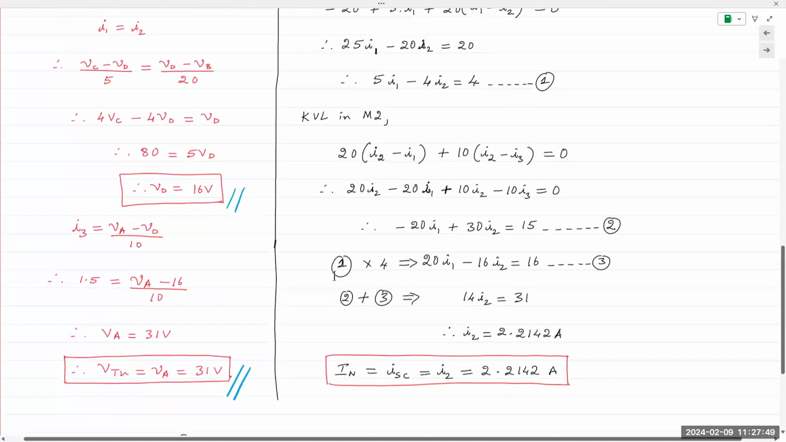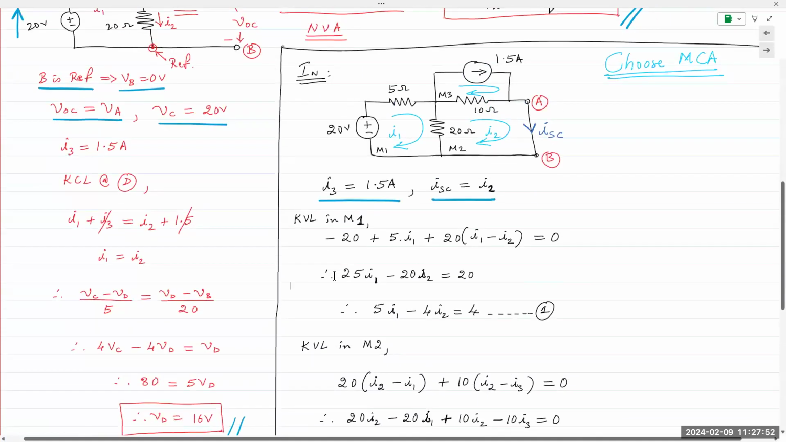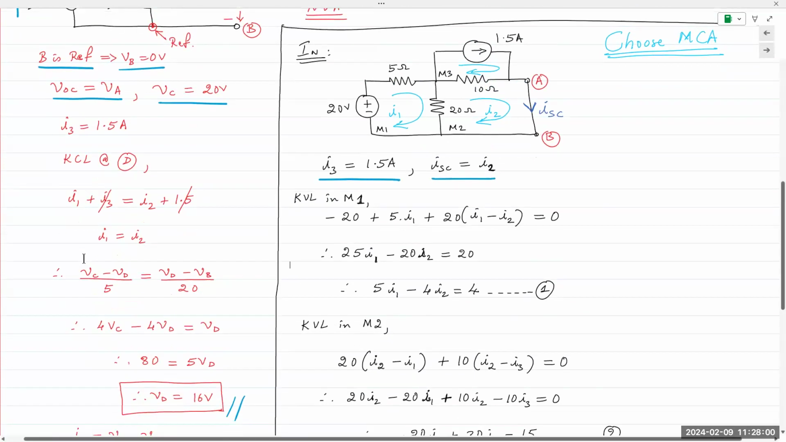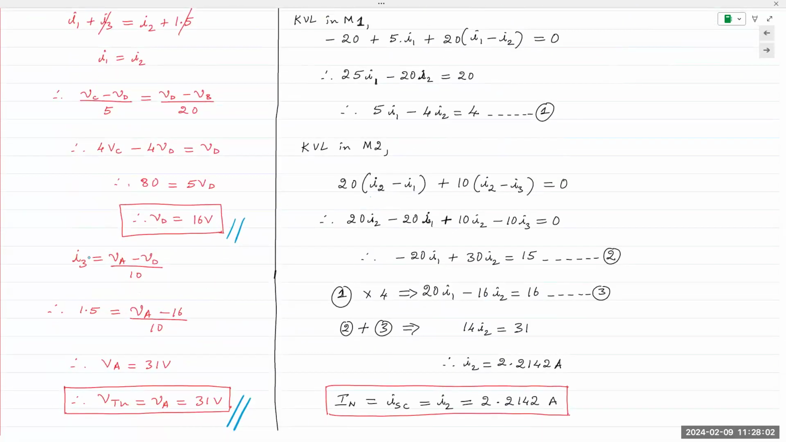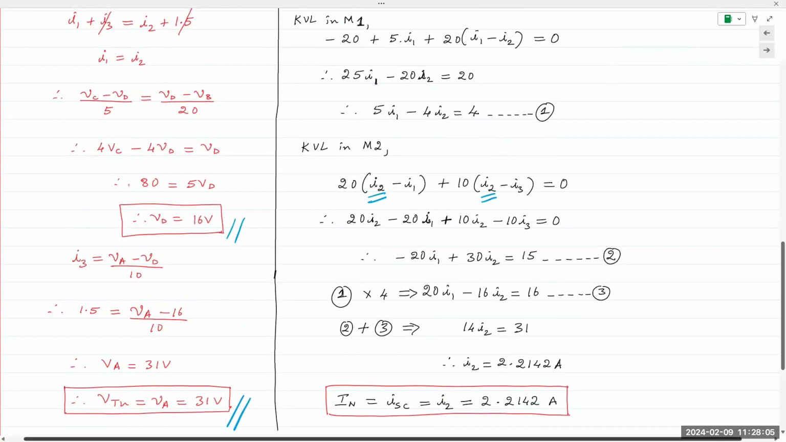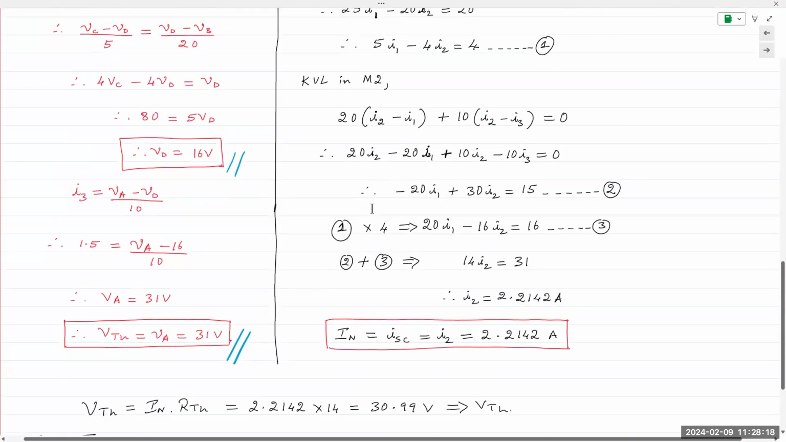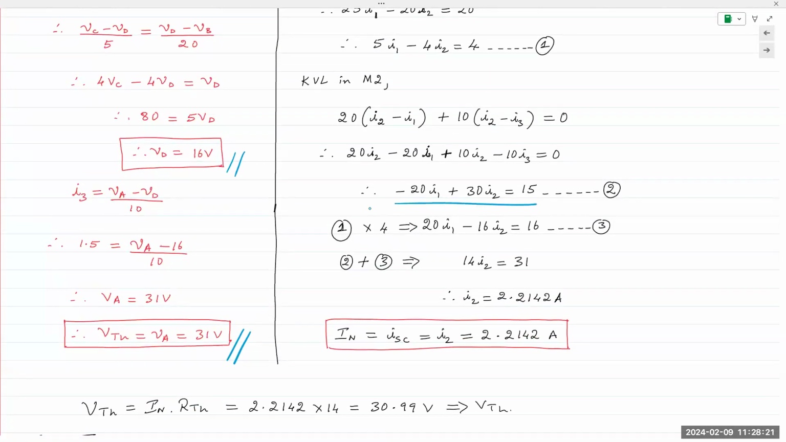Then I apply KVL to mesh 2. I have only 2 resistors in mesh 2, 20 ohms and 10 ohms. But both of them are shared. But since I'm in mesh 2, I2 is positive, and then I1 is negative, and so is I3. Make sense? Again, plug in the values, reduce it, and you get minus 20I1 plus 30I2 equals 15. I will label that as equation 2.